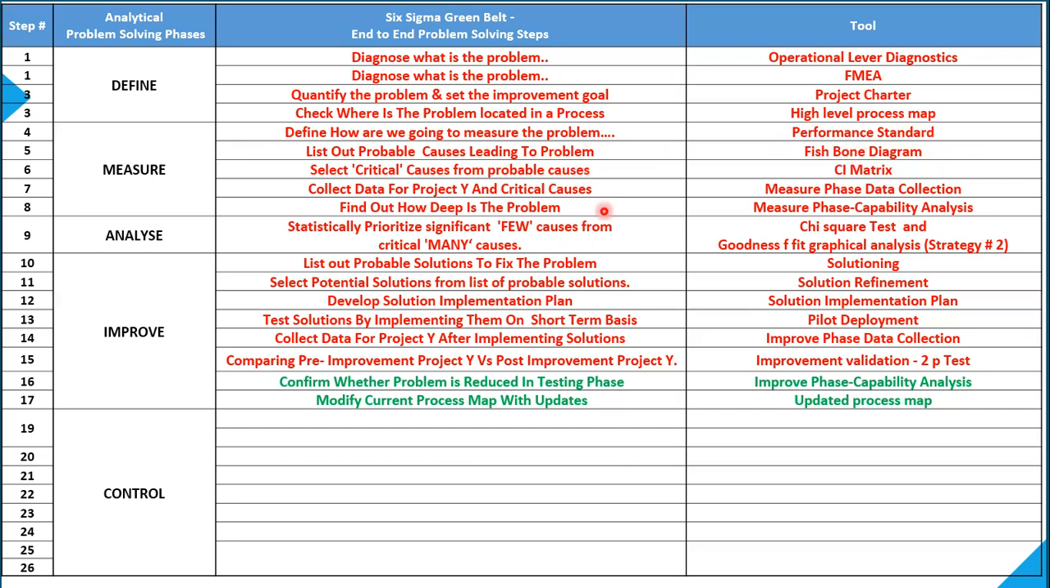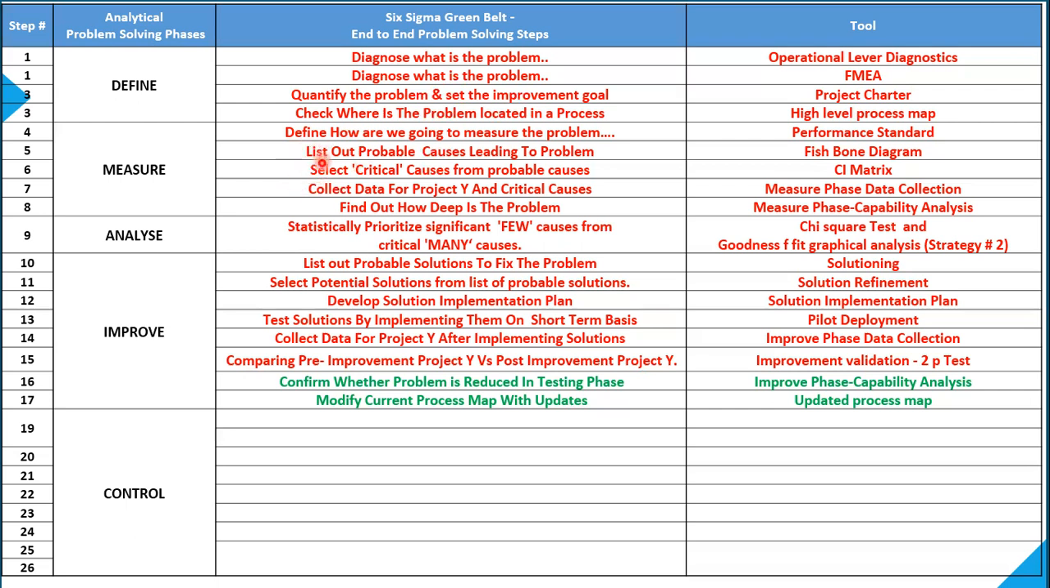Once we did that, we started the exercise of prioritization of the causes. We listed probable causes that can have an impact on Y. Then we converted them into critical causes with the help of the CI matrix. In the future, we wanted to segregate statistically significant causes from these critical causes, hence we collected the data. Steps 2 and 3 in the measure phase talked about the second part of the equation, Y = f(X). In other words, they talked about X. We measured the critical X in the measure phase in these two steps.